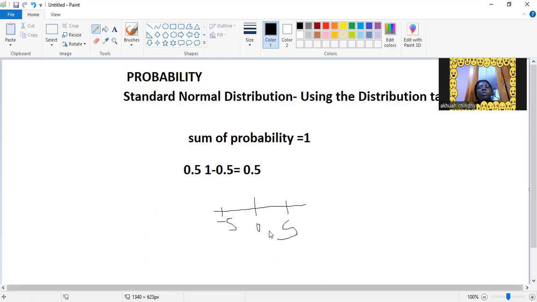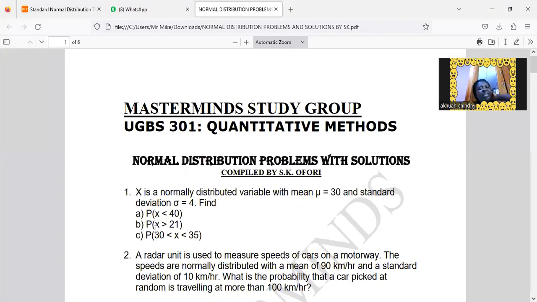And we want to find the probability that x is less than 40. So that is our aim. I want to use the normal distribution table. Let me write it here. The probability.